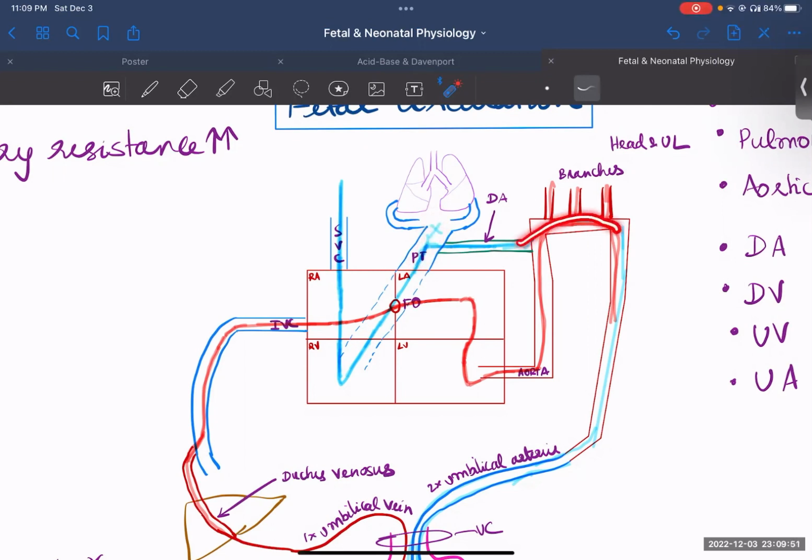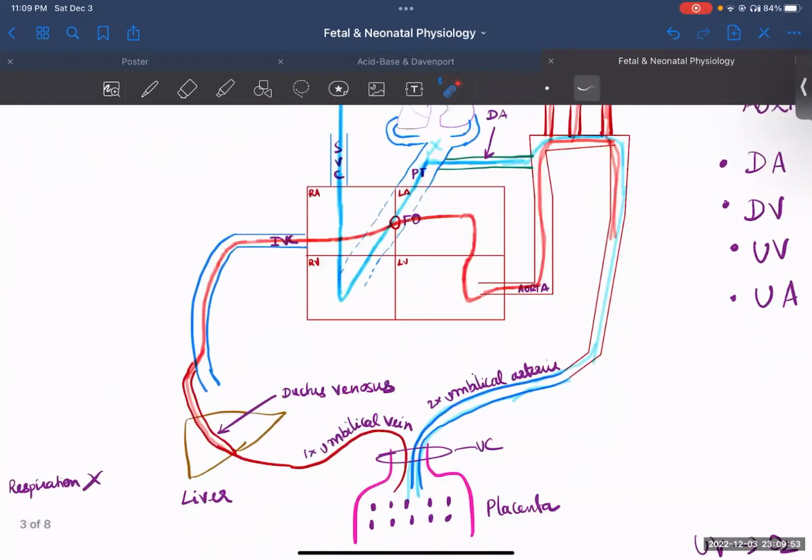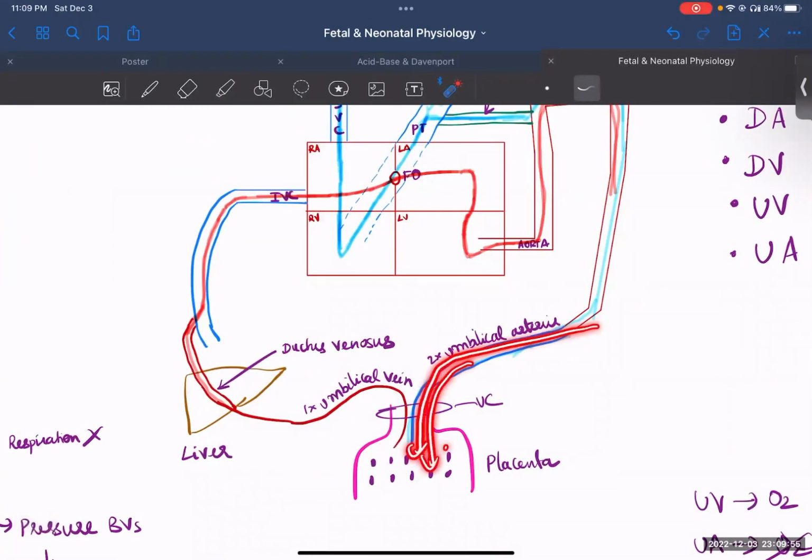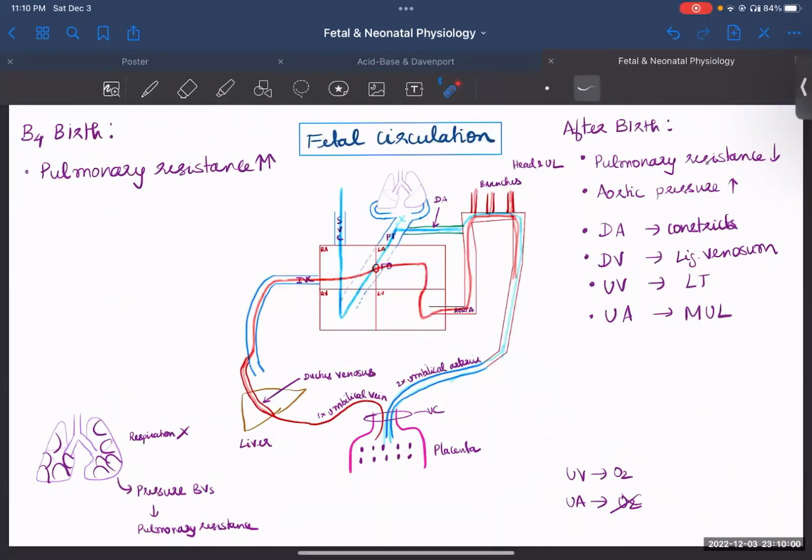So it is going to enter the aorta, come down, go through the umbilical arteries, and go back to the placenta to be oxygenated again. This is the fetal circulation. Now, what happens after birth? Everything should get back to normal, right?